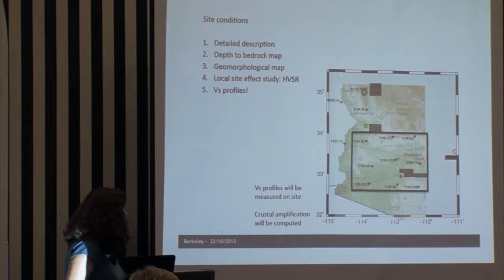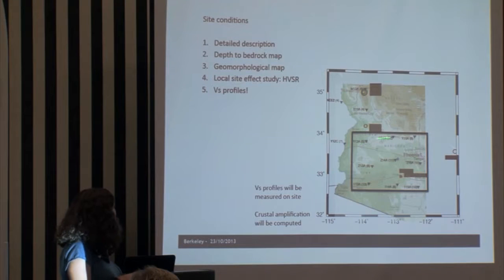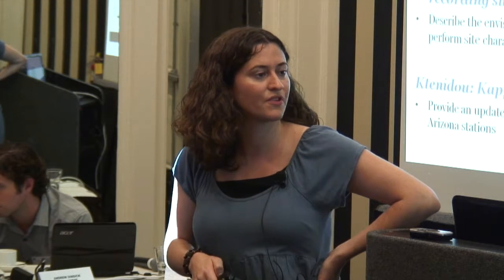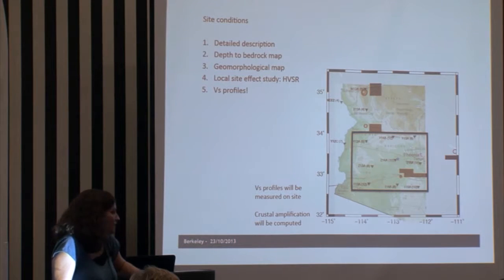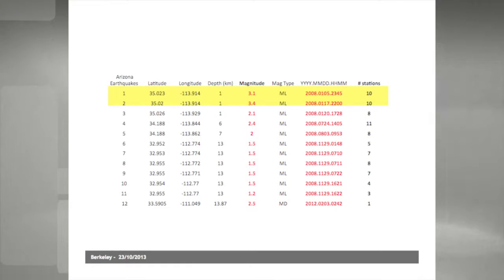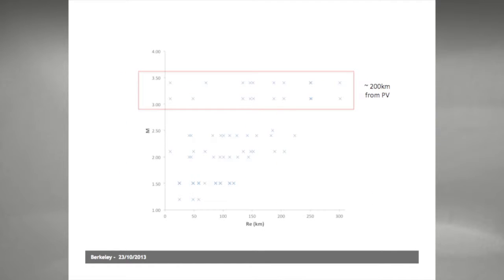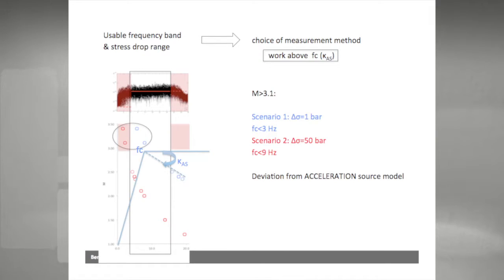And finally, and I don't know in how long a time, we're going to have the full VS profiles from the measurements that Carola mentioned for these nice stations here. So if we do that, we can get the actual amplification and won't need to worry about the H/V as a proxy anymore. So going into the traditional kappa method results, we're just working with events 1 and 2 here, so 3 and 3.5. So everything is kind of 200 kilometers far from the Palo Verde site.